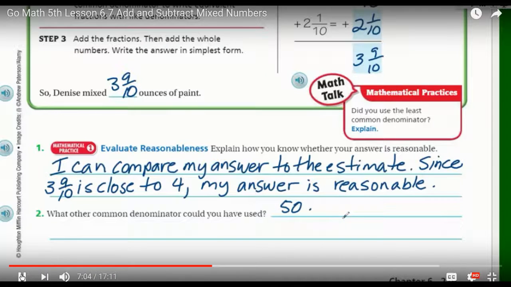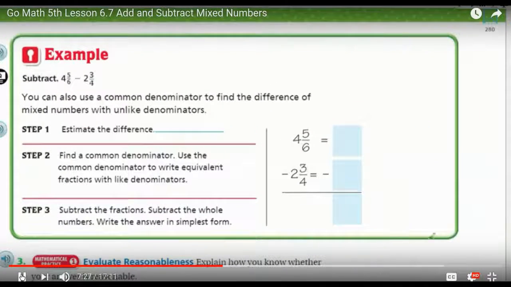Could we actually think of others? Yeah, if you think of multiples, if we multiplied the 10 by 10, that would be 100, and 5 will go into 100 too, so you could use 50, you could use 100. There's a lot of different common denominators. It just makes the problem more challenging as the denominator gets larger. Okay? Another example.